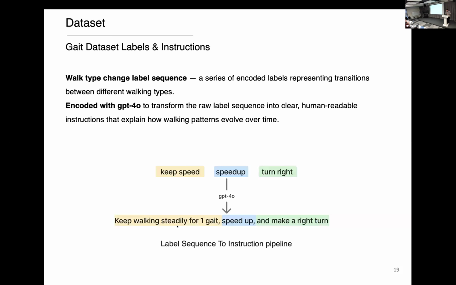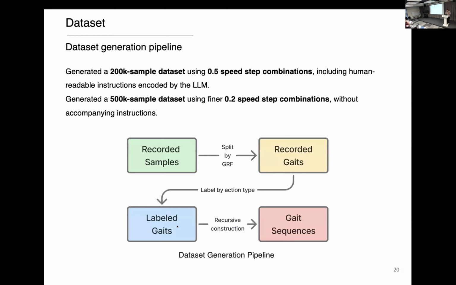And then we performed labeling with GPT-4o. We added these speed or movement type change labels, and based on them we performed instruction generation. And here you can see the whole pipeline of dataset generation. We generated a 200K sample dataset with instructions, and we generated a 500K sample dataset without instructions.